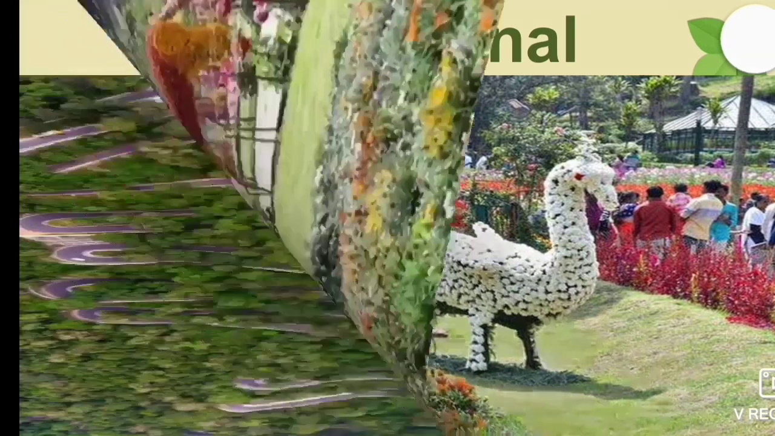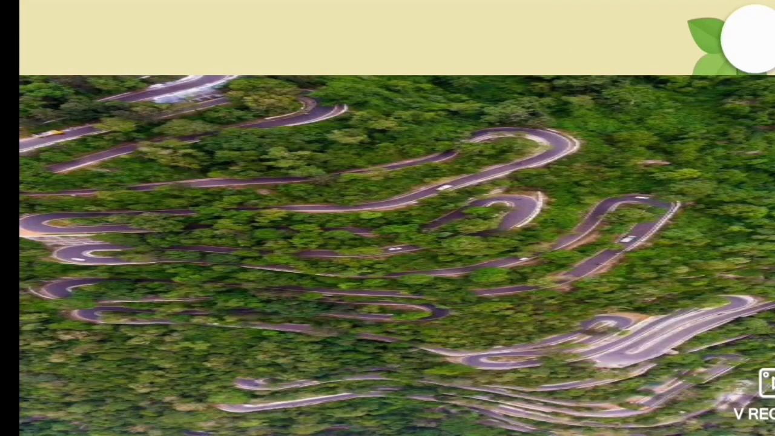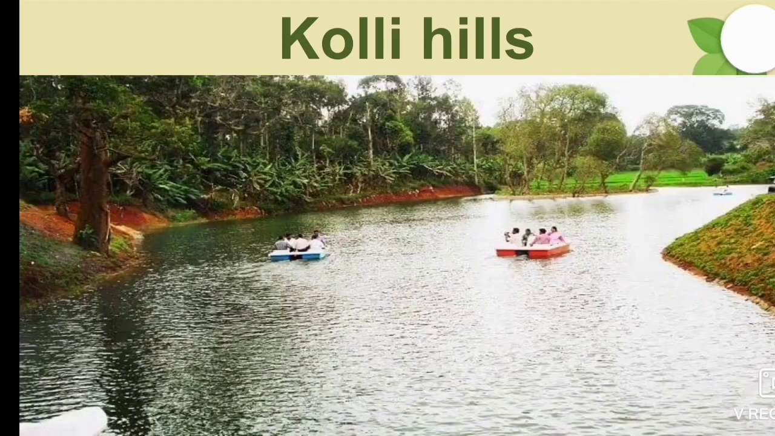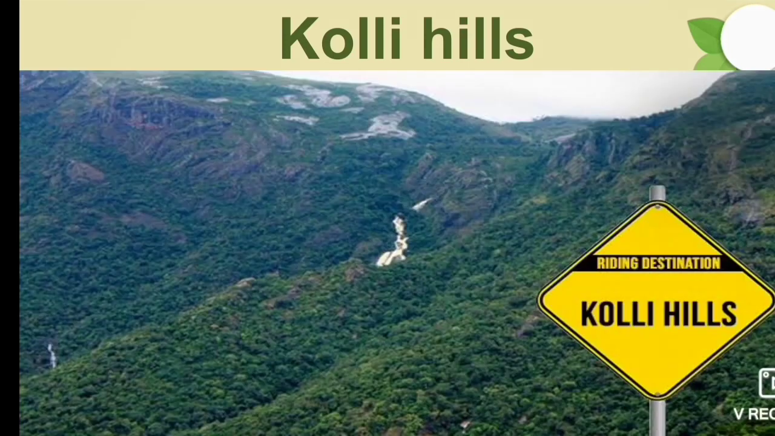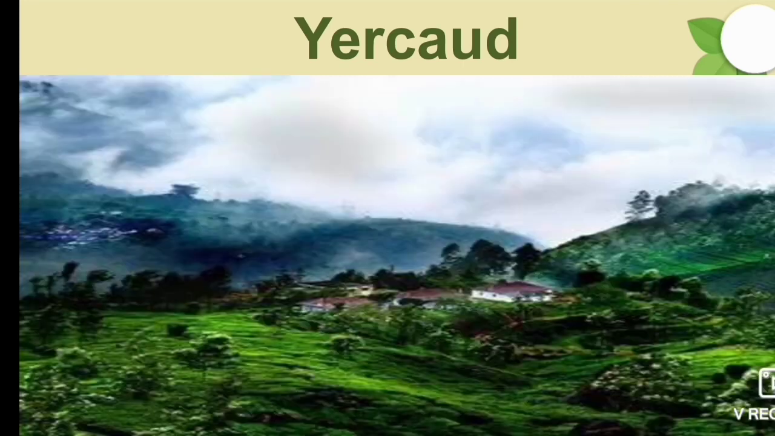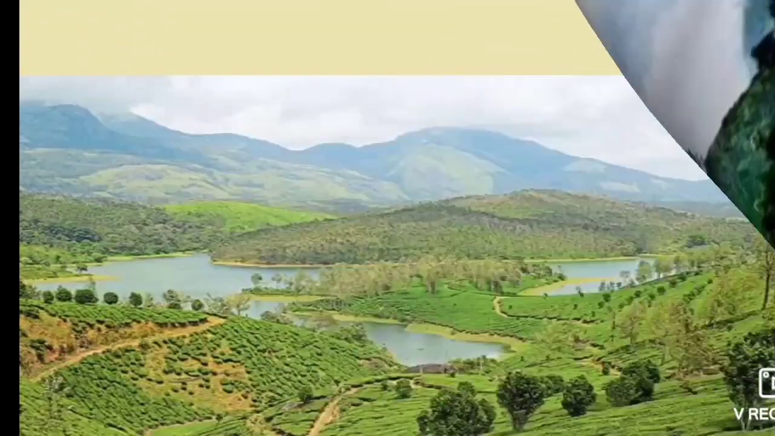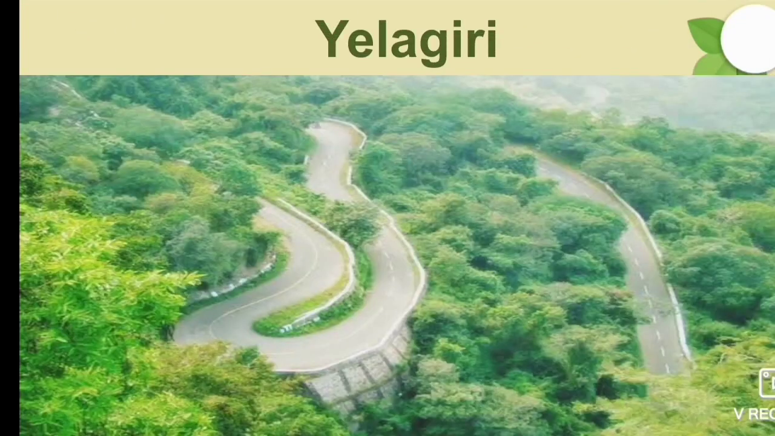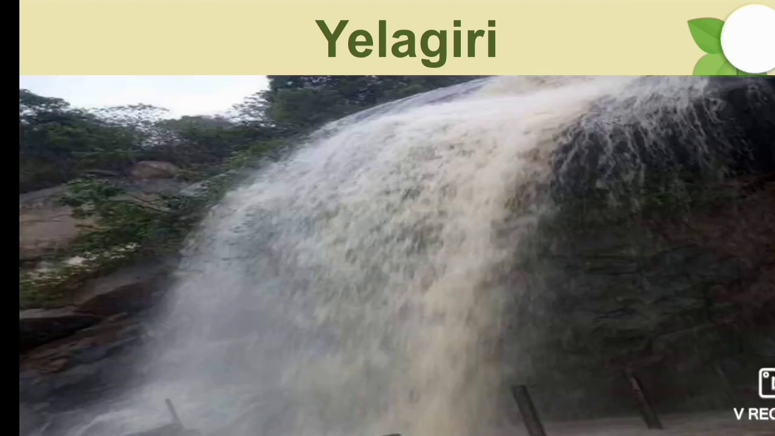Next is Kolli Hills or Kolli Malai. Kolli Hills is a small mountain range located in Namakkal district. Next is Yercaud. Yercaud is a hill station in Salem district. It experiences pleasant weather throughout the year. Next is Nilgiris. This hill station is located in Tirupattur district.